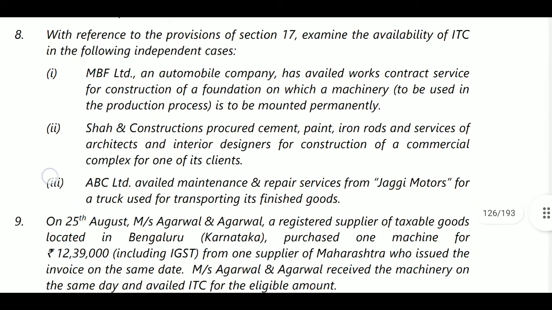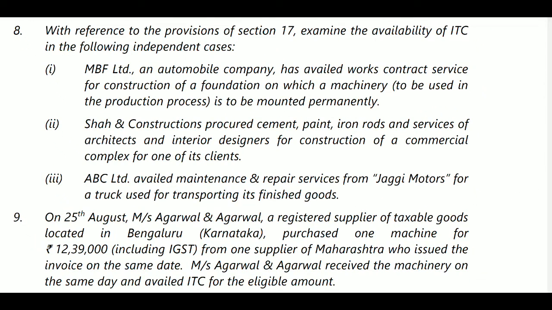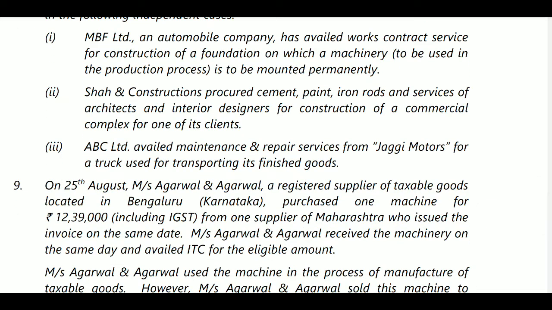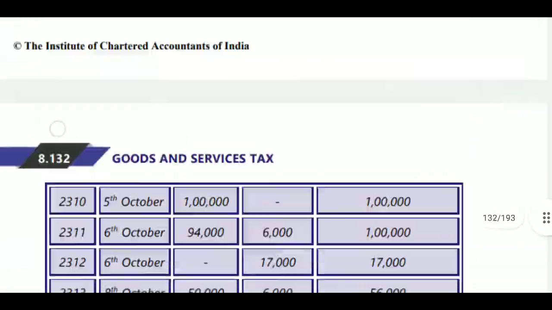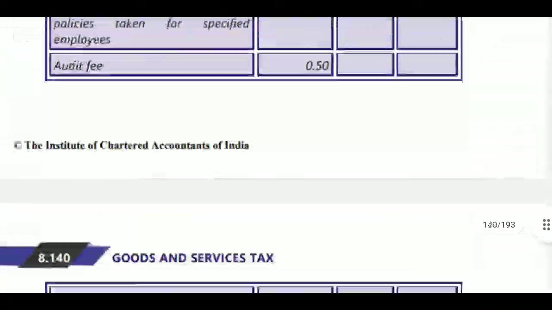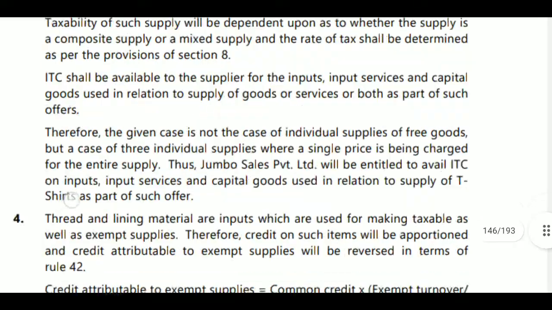Next, Shah Construction procured cement, paint, iron rods and services of architecture and interior design for construction of a commercial complex for one of its clients. So, for one of its clients means it is for the furtherance of the course of business, so credit will be available. Next, ABC Limited availed maintenance and repair services for Jaggi Motors, for a truck used for transporting its finished goods. So it is also allowable for ITC. Even though these 3 cases look like blocked credit, they will be allowed as credit. They can claim the availment of credit as allowable as per section 17.